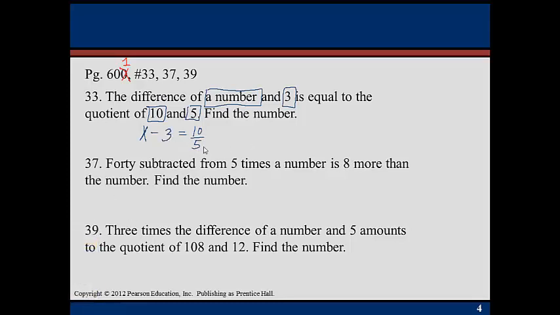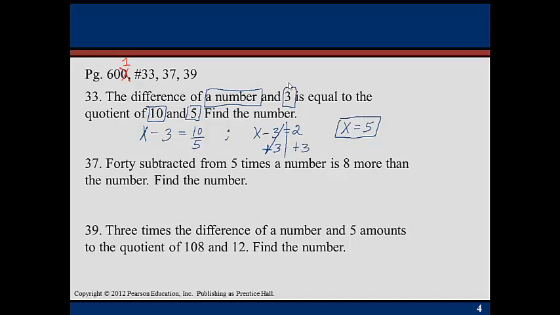Now we get to solve for the number. So we have x minus 3 equals 10 over 5, which is 2. To solve for x, we need to move the minus 3, which means we're going to do the opposite. So we're going to add 3 on both sides. And we get x equals 5.